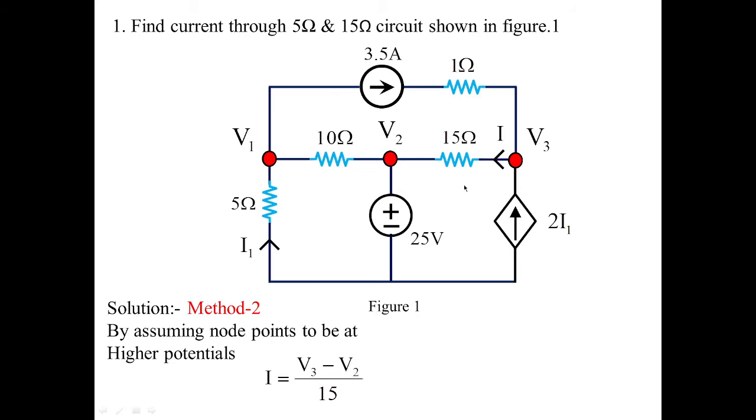This is one requirement. Another requirement is I1. I1 is acting opposite to the assumed potential, because the assumed potential is higher potential and the direction of the current is in this direction. That is why I1 is equal to minus V1 by 5. If the direction of the current was in this direction, then it would be positive V1 by 5. So these are the two currents we need to find out.